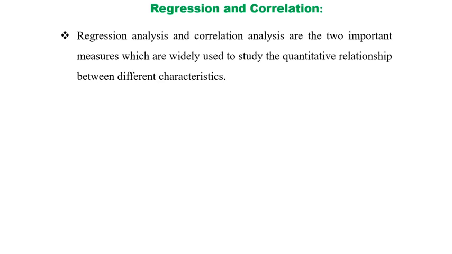Okay. The last concept to be discussed under this session is comparison or relationship between regression and correlation. Regression analysis and correlation analysis are the two important measures which are widely used to study the quantitative relationship between different characteristics. All these days we discussed bivariate regression analysis and bivariate correlation. Only two variables we have taken. So multiple correlation and multiple regression analysis is also there.